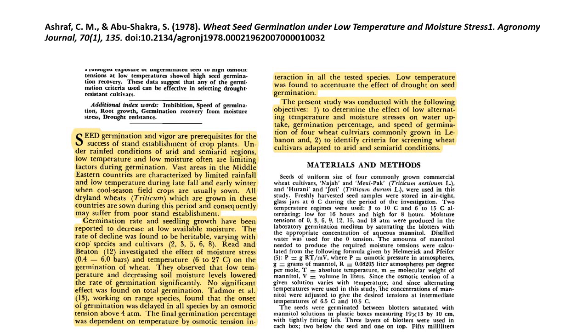They also end their introduction by stating their specific objectives, and they list them as: 1. To determine the effects of low alternating temperature and moisture stresses on water uptake, germination percentage, and speed of germination of 4 wheat cultivars commonly grown in Lebanon.